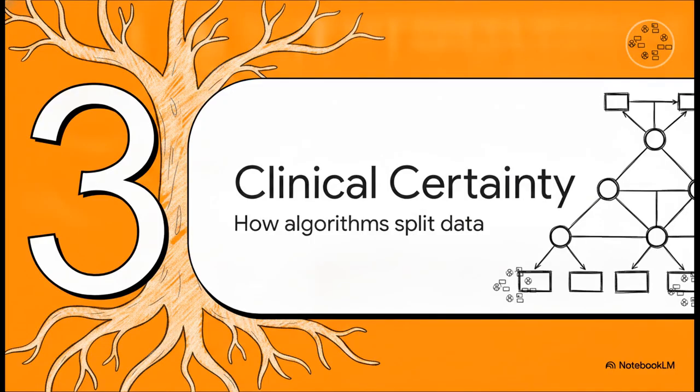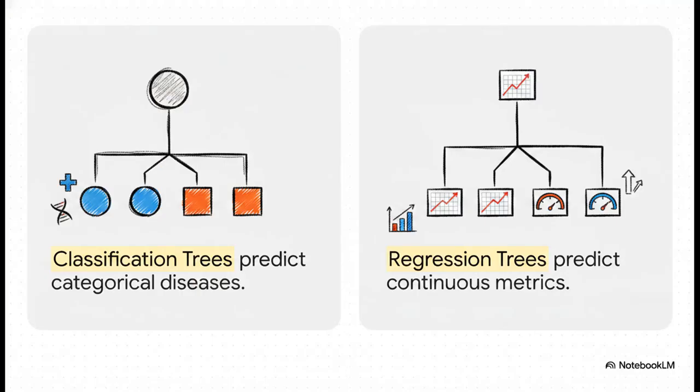Which brings us to Section 3, Calculating Clinical Certainty. Now, the type of tree you actually build depends entirely on your clinical target. We use classification trees when we're trying to predict discrete, categorical diseases. For instance, making a sharp distinction to identify a tumor as benign versus malignant. On the other hand, we use regression trees when we're predicting flowing, continuous, numerical metrics. Things like forecasting a patient's expected length of stay, predicting their blood pressure, or estimating total healthcare costs.